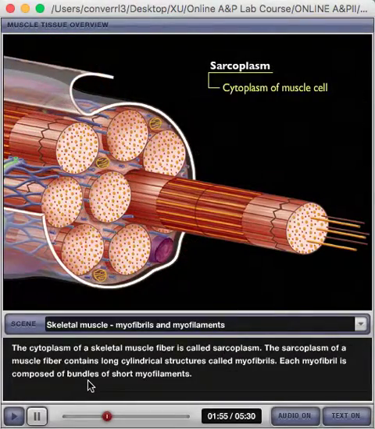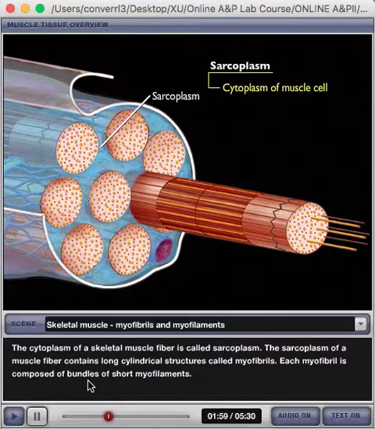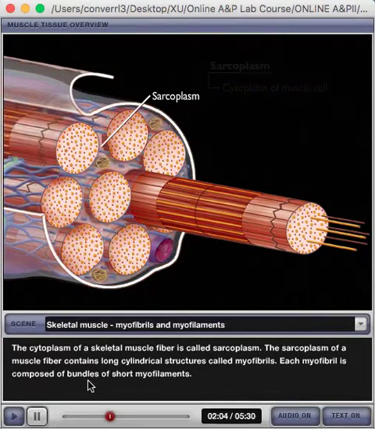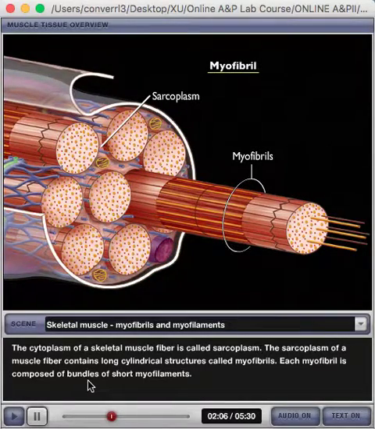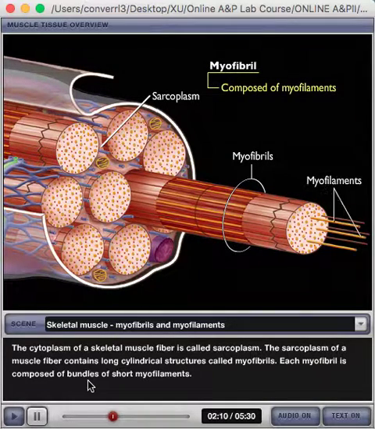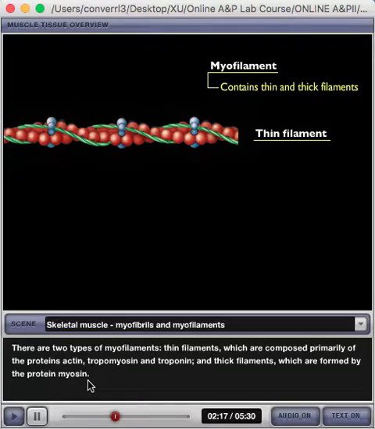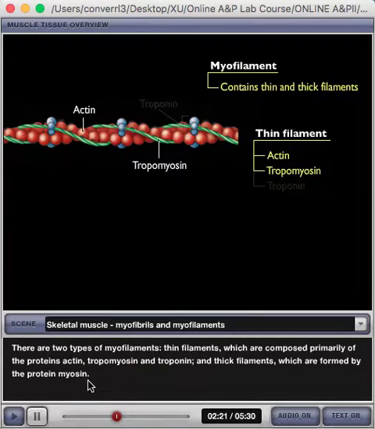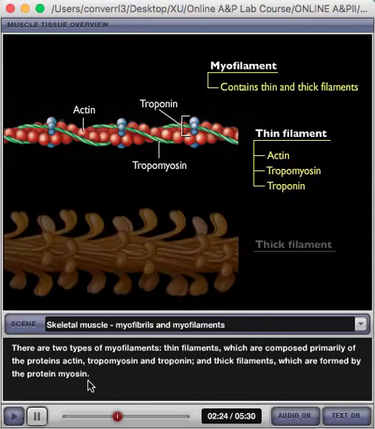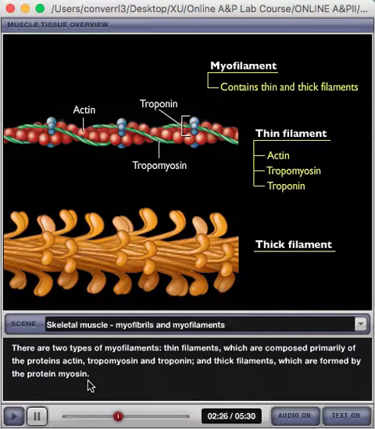The cytoplasm of a skeletal muscle fiber is called sarcoplasm. The sarcoplasm of a muscle fiber contains long cylindrical structures called myofibrils. Each myofibril is composed of bundles of short myofilaments. There are 2 types of myofilaments: thin filaments, which are composed primarily of the proteins actin, tropomyosin, and troponin, and thick filaments, which are formed by the protein myosin.